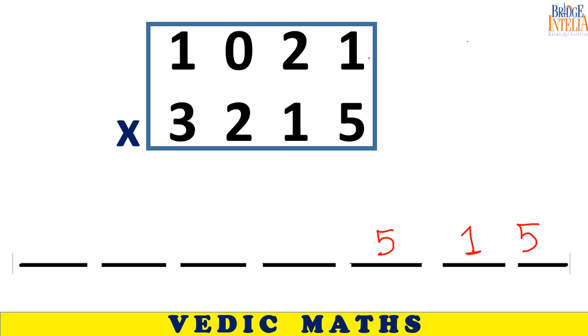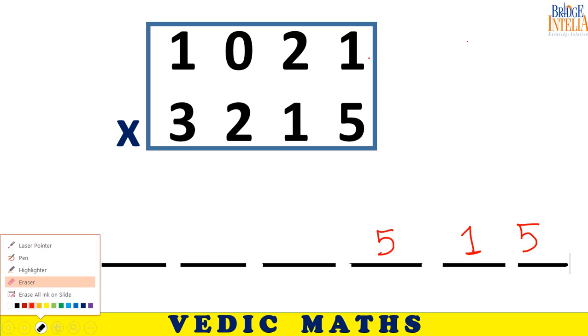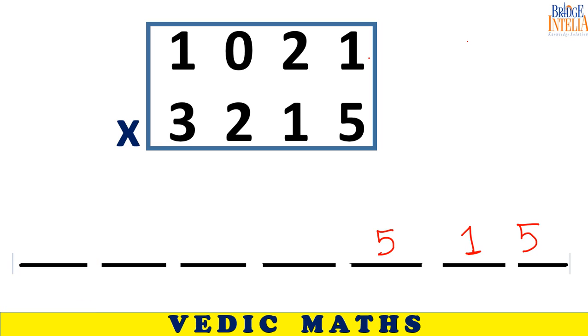So now the box is in this position. Let's find out the cross connection product. So connect this 1 with 5. So 1 into 5 is 5. Connect this 3 with 1. So 3 into 1 is 3. Connect it diagonally 0 with 1. So 0 into 1 is equal to 0. Connect 2 with 2. So 2 into 2 is 4.